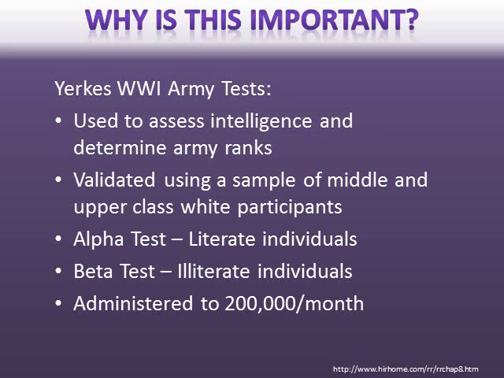So what they did is they designed an intelligence test. Basically, Yerkes was a professor at, I believe, Yale. So he designed an intelligence test. There were two different tests. One was designed for people who were literate, and one was designed for people who were illiterate. And he tried it out in a population. And the sample they used was middle and upper class white participants. Many of them were, I believe, students at Yale.